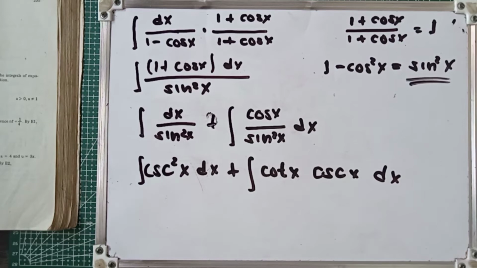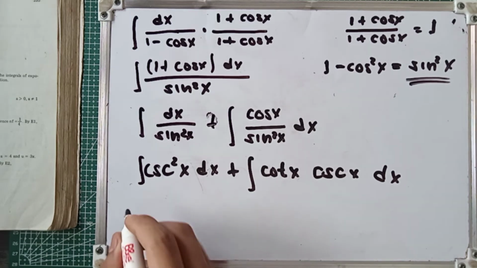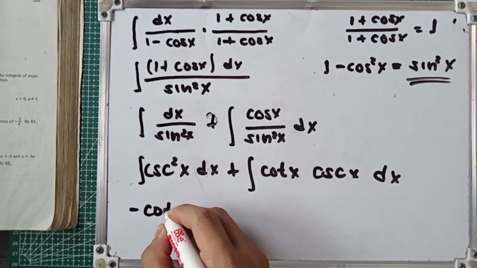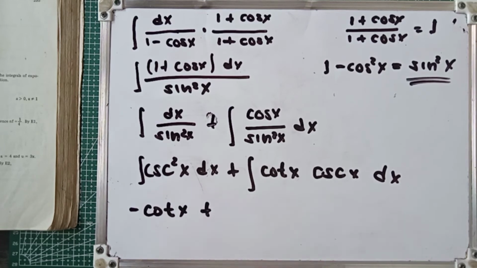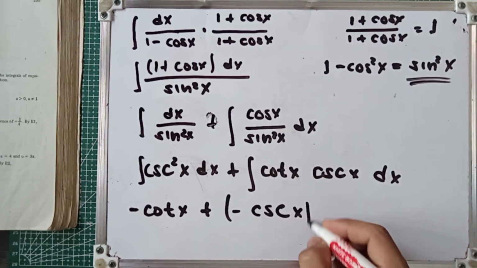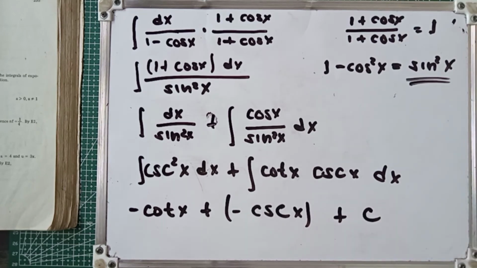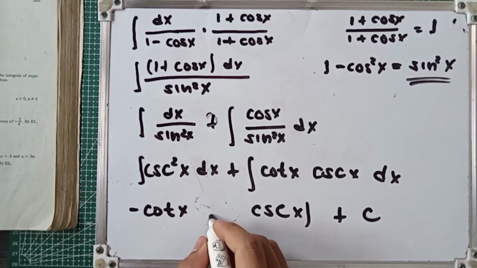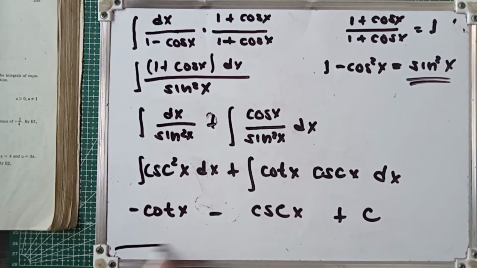Okay, ito ay direct na. Pwede nang gamitan ng direct integration gamit yung mga formulas natin. So, integral of cosecant squared x dx is equal to negative cotangent x. So, negative cotangent x, okay, plus the integral of cotangent x multiplied by cosecant x dx is equal to negative cosecant x, okay, plus the constant. So, positive multiplied by negative is negative. So, this is the final answer.